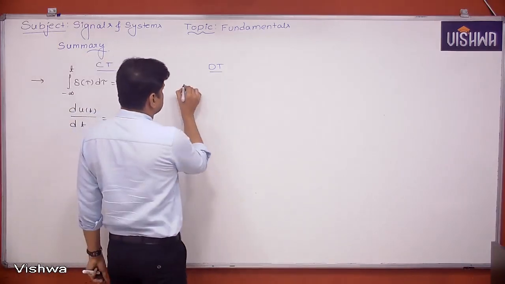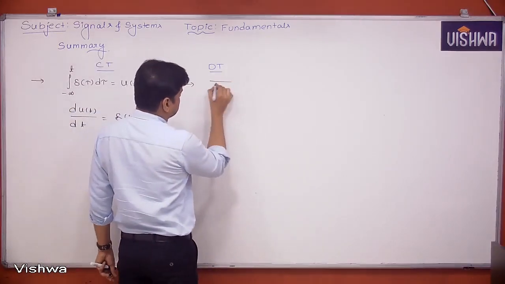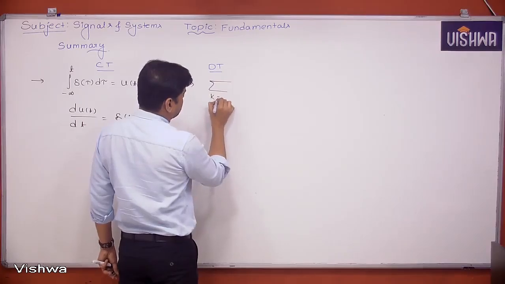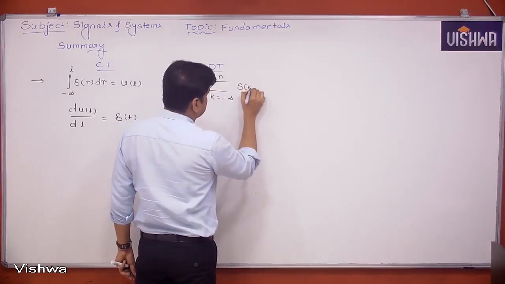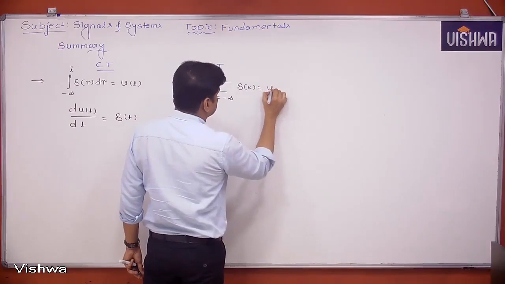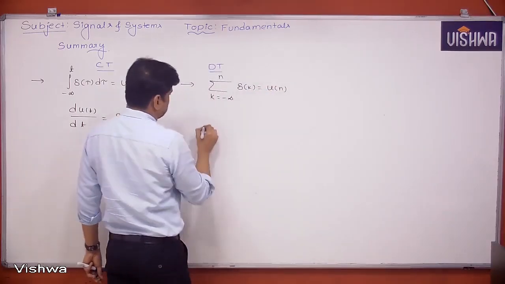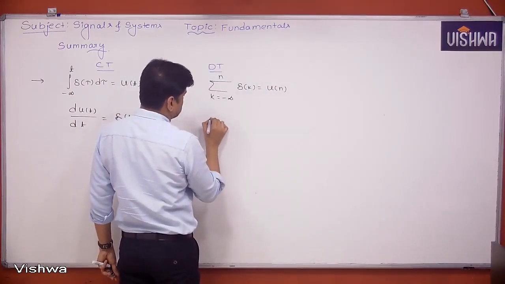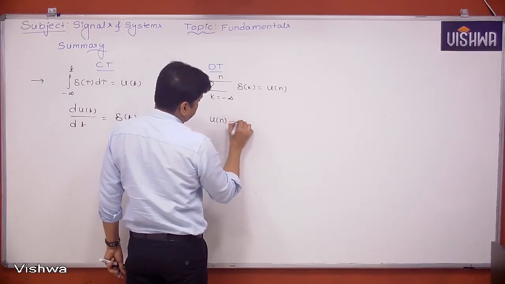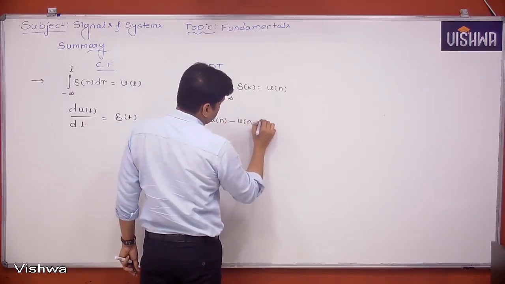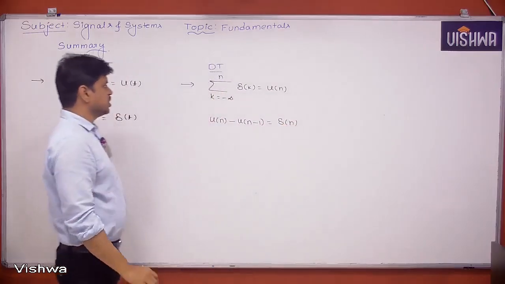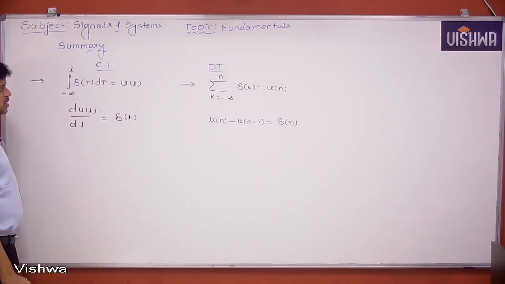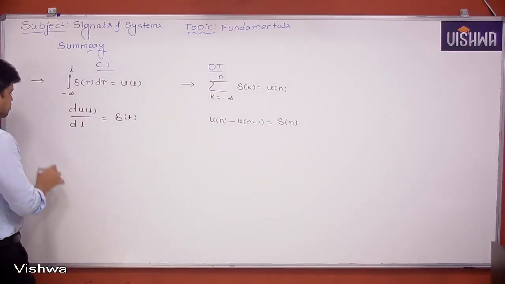Similar to that, in the discrete time case, the summation k equal to minus infinity to n of delta k is equal to u of n. The difference equation, u of n minus u of n minus 1, is nothing but delta n. So this is the relation between step and impulse functions.